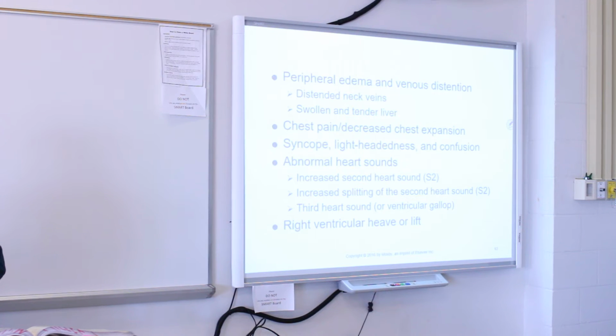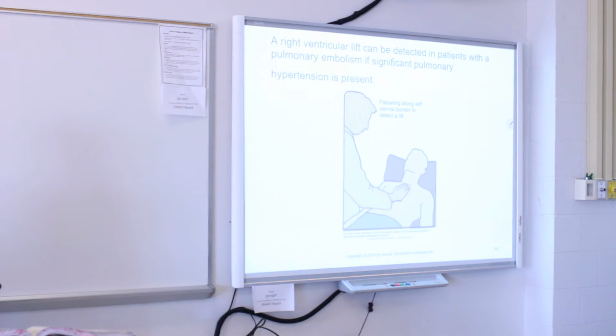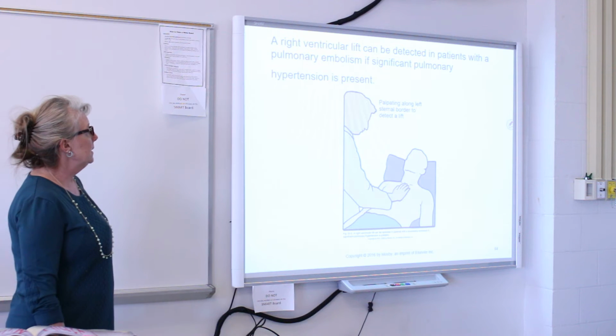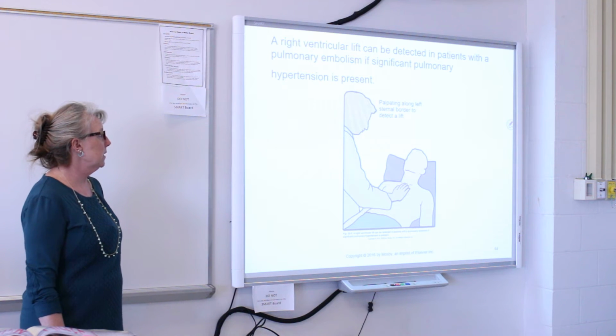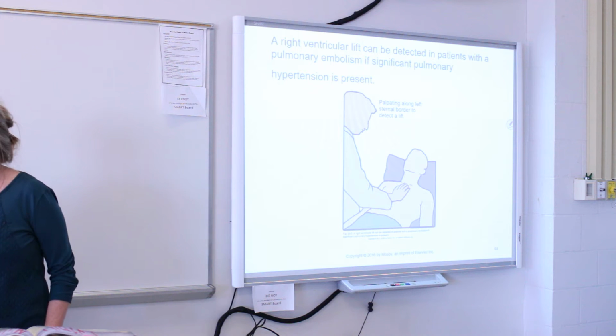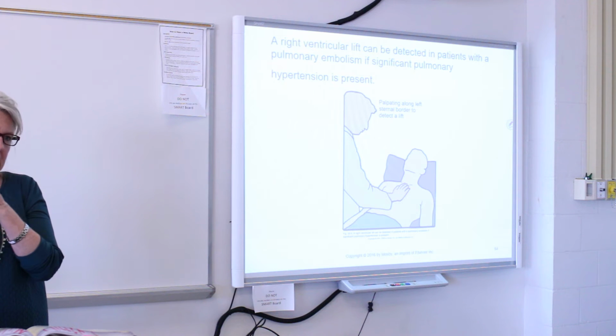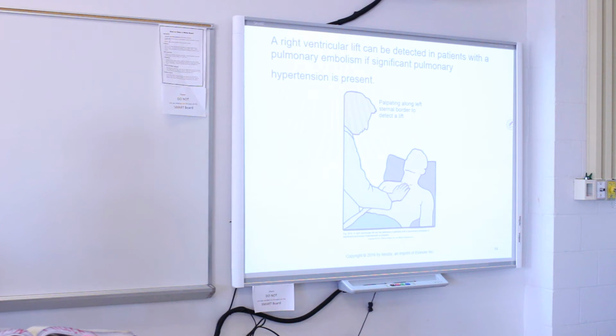Now, if you are able to notice problems with heart sounds, that could indicate a pulmonary embolism. I'm not real familiar with this right ventricular lift. It can be detected in patients with a significant pulmonary embolism by palpating along the left sternal border, and it'll be a little raised area, but I'm not familiar with how to do it or exactly what to look for.